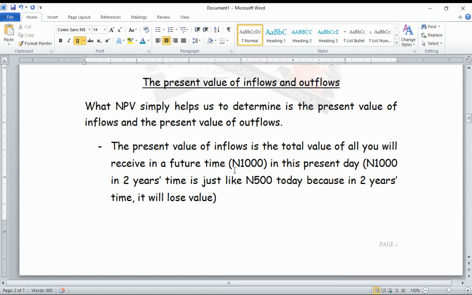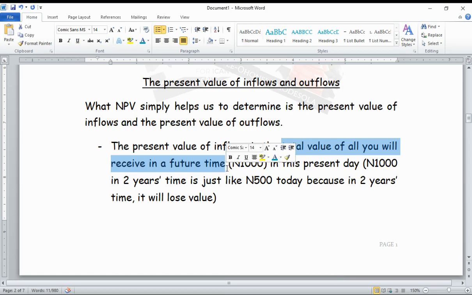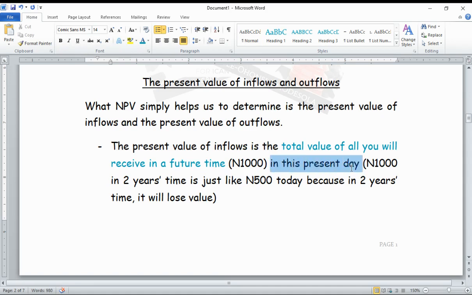The present value of inflows is the total value that you receive in a future time. That's the present value of inflows. How much are you going to receive in a future time? So once you get the value of what we receive in a future time, in the present day, what is the value of that project? The inflows from that project. What are the inflows of that project that we embark on in a future time? What is the value today?